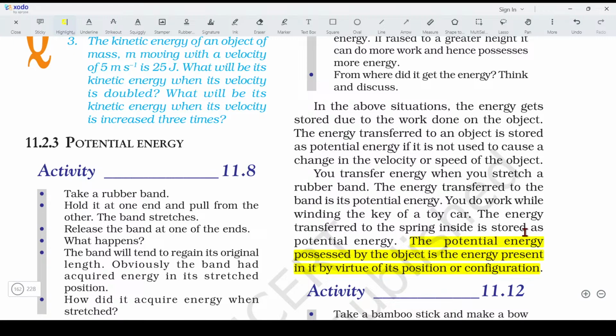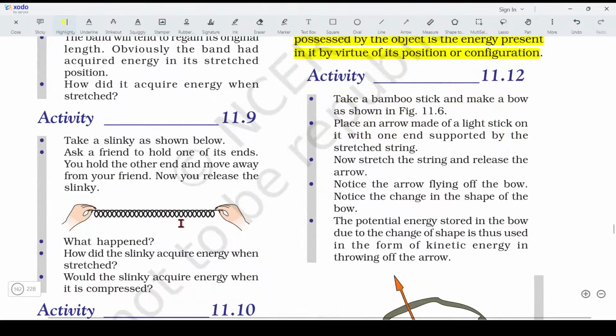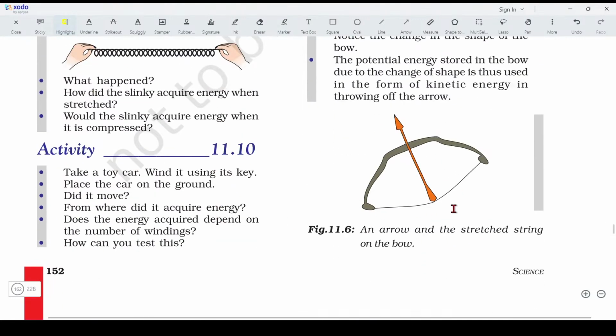Because when we pull towards one end, it acts on the second end also. If you stretch the spring, what will it do? It will try to pull you, right? It has got the capacity to move an object. This bow has got the capacity to send an arrow through a displacement. Basically, it can give some force and some acceleration to this arrow.